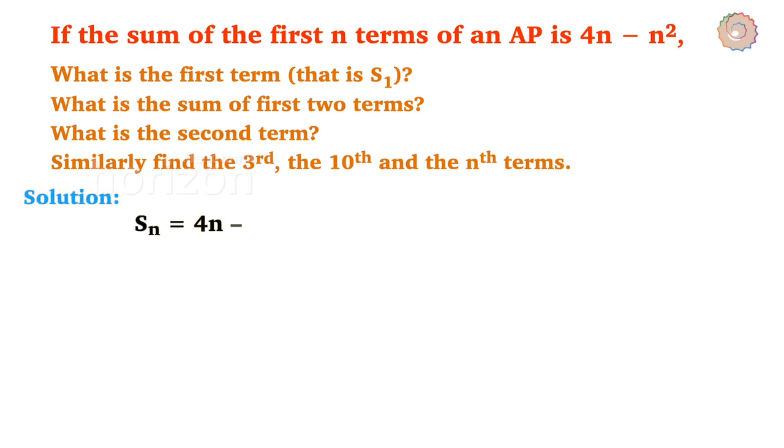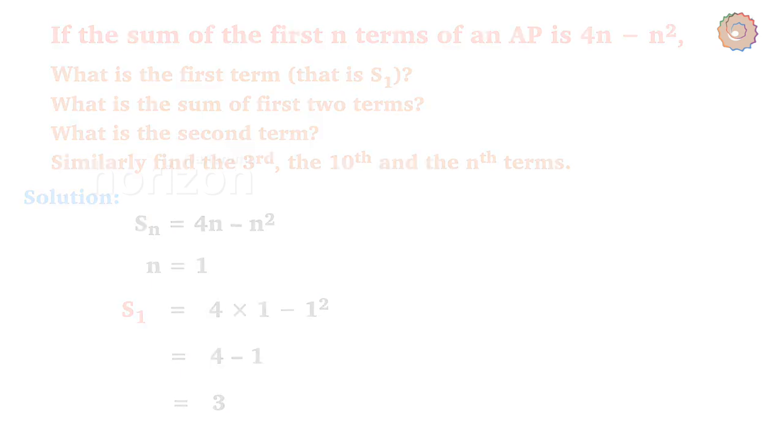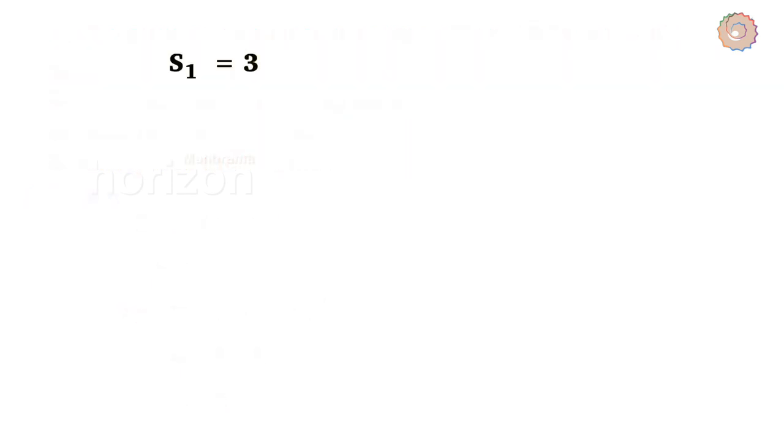Given Sn is equal to 4n minus n square. Now, taking n is equal to 1, S1 is equal to 4 into 1 minus 1 square, which is equal to 4 minus 1 is equal to 3. So, sum of first term of AP, that is S1, is 3, but the sum of the first term will be the first term. So, first term is equal to A equal to 3.